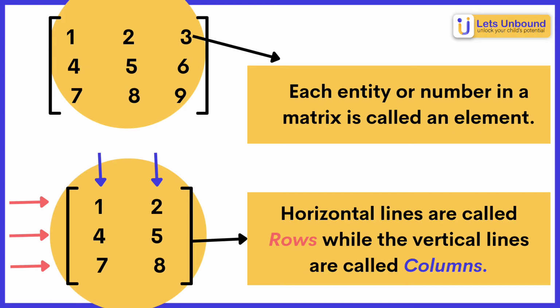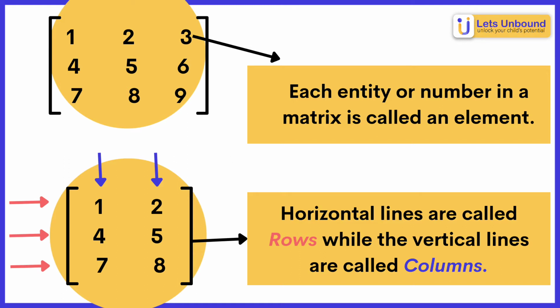Now let's look at what are rows and columns. You are aware that horizontal lines are considered as rows and the vertical lines represent the columns. Here, one column is 1, 4, 7 and another column is 2, 5, 8, and the rows are 3, which are 1, 2, then 4, 5 and 7, 8.